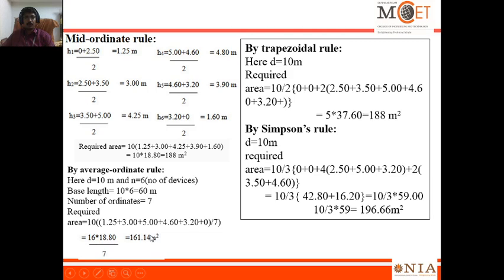Comparing the 4 methods, generally the average ordinate we use, so it is more or less approximate. Mid ordinate is sometimes okay. Predominantly these 2 methods, and the values may sometimes be equal. When the number of ordinates is odd, Simpson is the best. If it is even, trapezoidal is the best, right?